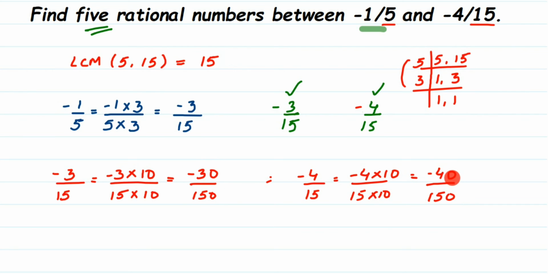Now between these two numbers I have many numbers, like minus 29, minus 28, minus 31, minus 32, and so on up to minus 39. I have this many numbers between minus 30 and minus 40. So from between these two numbers, you can just pick any 5 numbers and write them down. Let me conclude the answer.